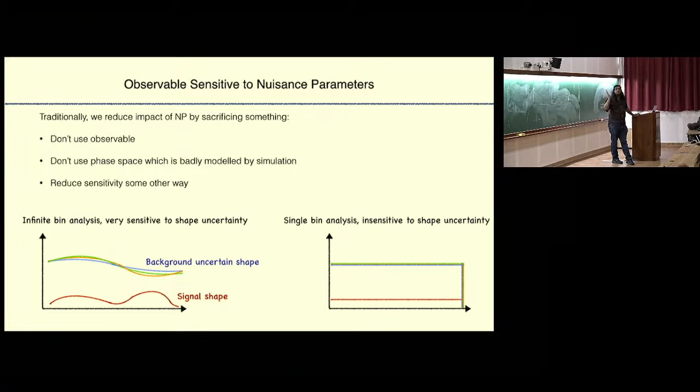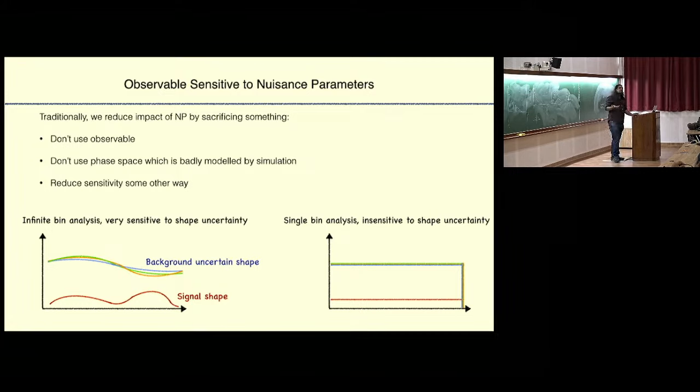If you do an infinite bin analysis, one extreme, you're super sensitive to the signal, but also super sensitive to the background. And the other extreme is a single bin analysis. Now, you are insensitive to the background shape uncertainty, right? Because as long as all of them predict the same total cross section, it doesn't matter what the shape was. I just flattened it all out into one bin. And now I sacrifice sensitivity to signal, but I am super robust to background uncertainties.